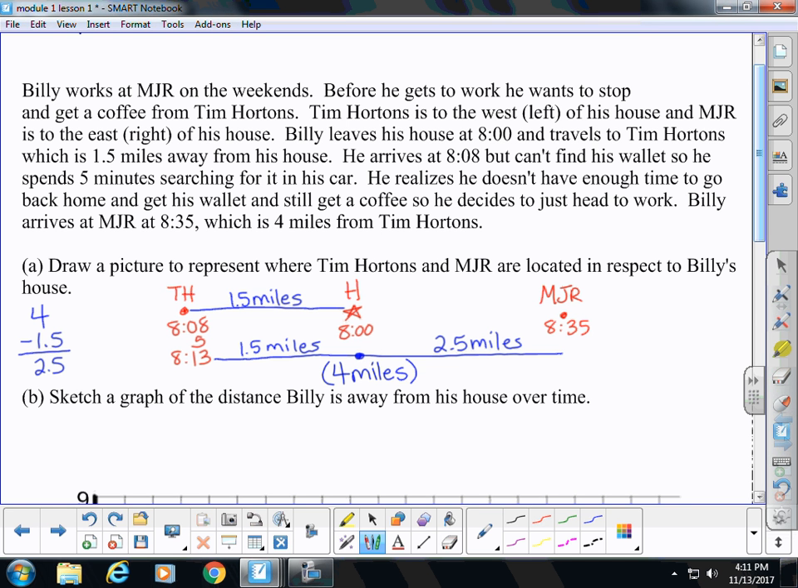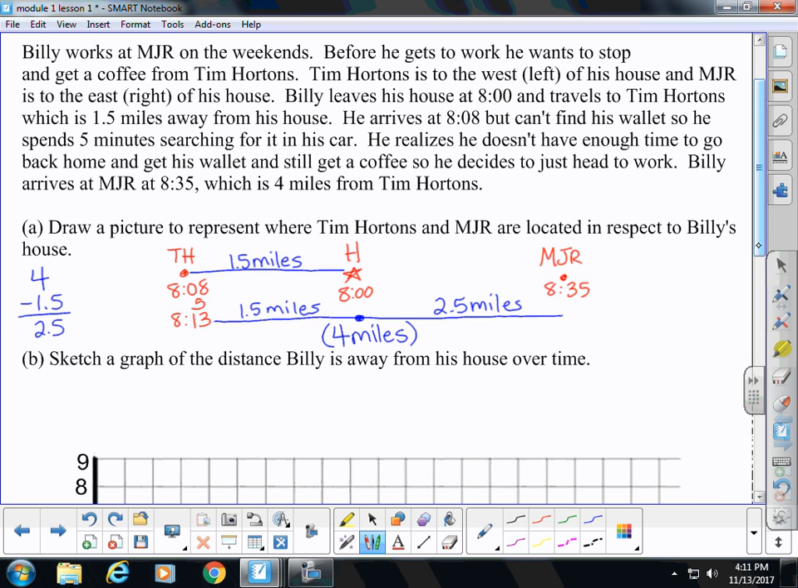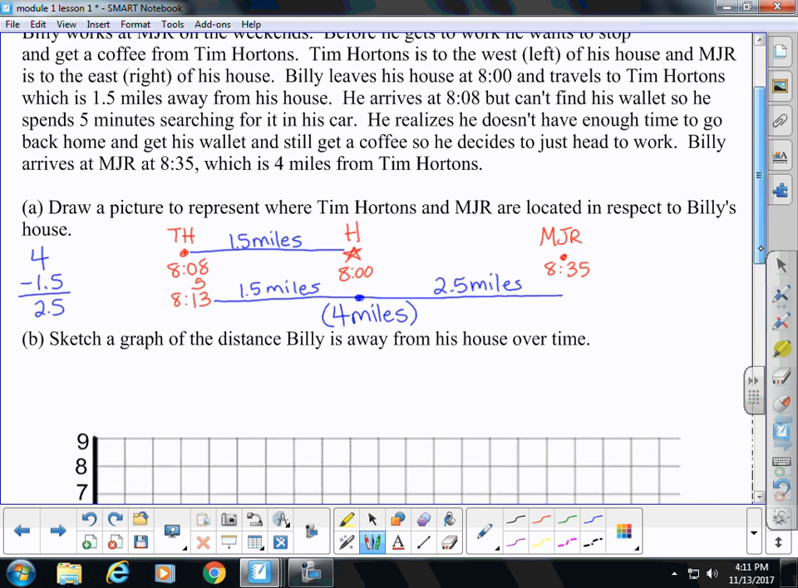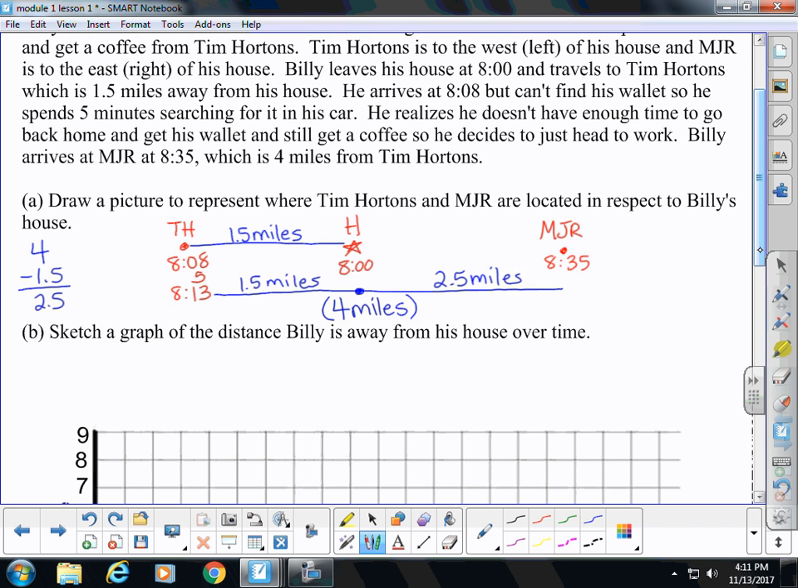And did they tell us how long he stays there? No, they didn't. But he's going there to work, so I'm going to assume he's going to stay there for quite a while. Okay, so a couple things that we had to figure out that they didn't tell us. They told us the 4, but they didn't tell us that we have to split that up. So that's one thing we had to figure out.